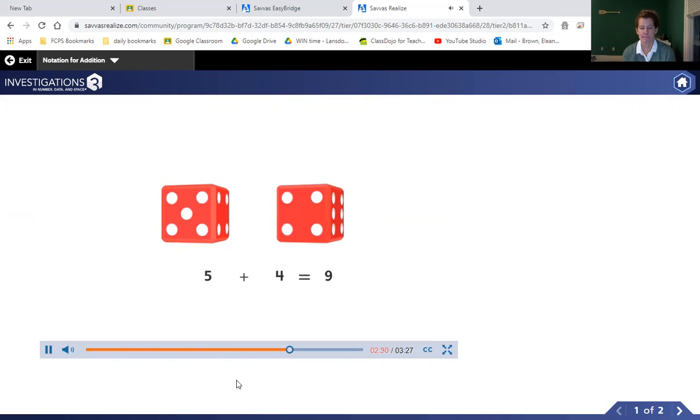I use an equal sign to show that 5 dots plus 4 dots is the same as 9 dots. The total is 9. My equation says 5 plus 4 equals 9. I can also say 9 equals 5 plus 4.